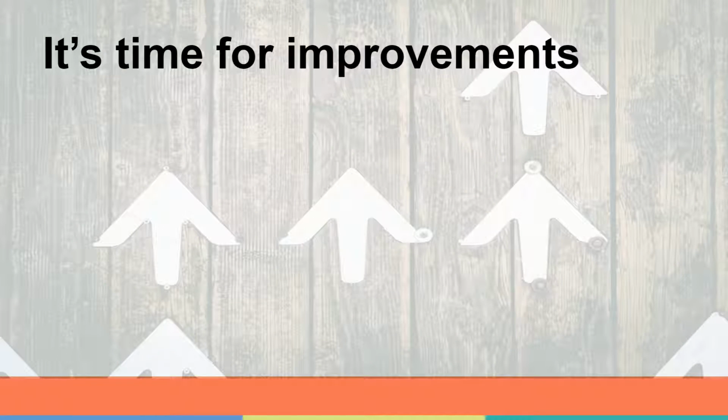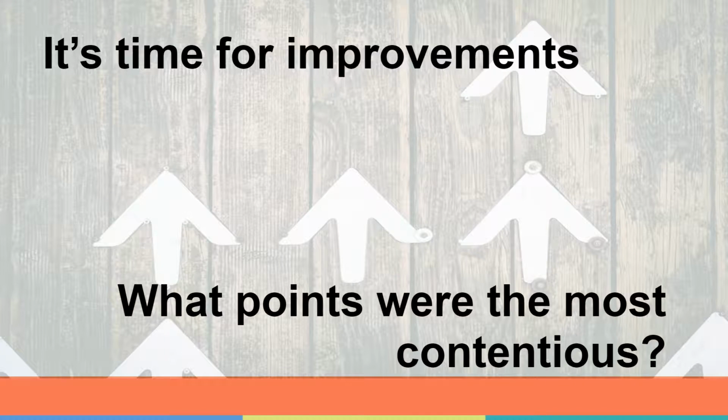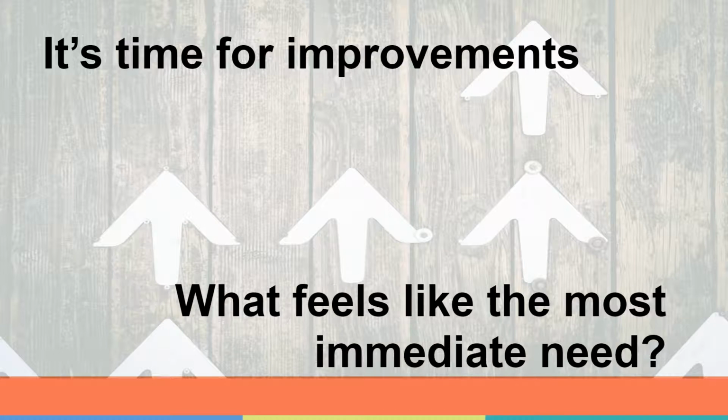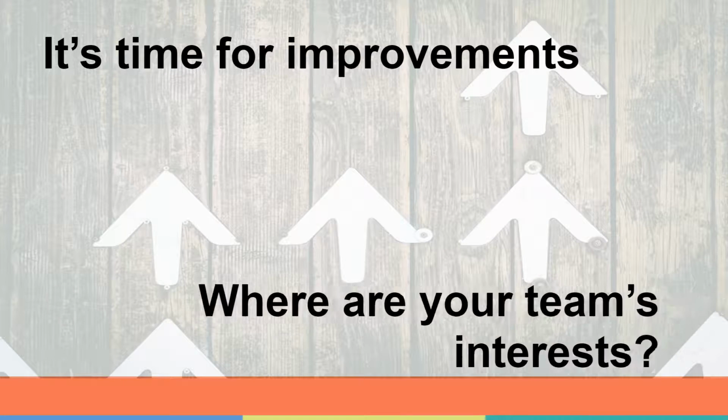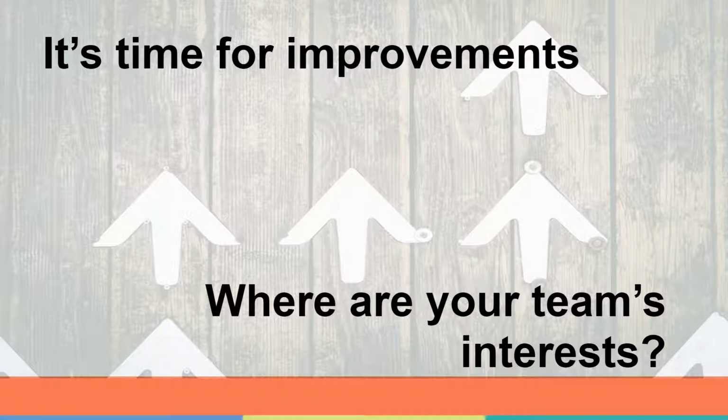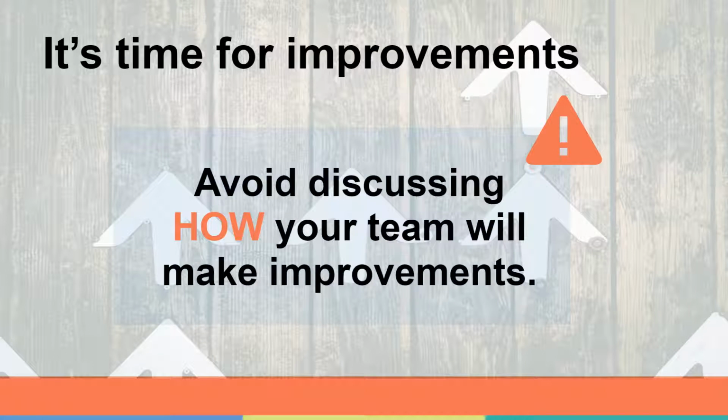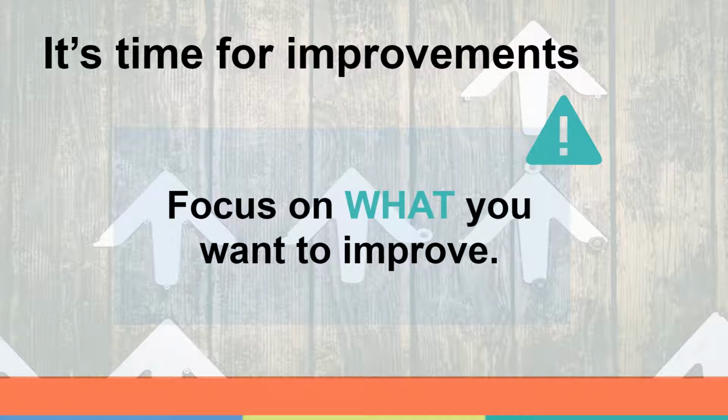Finally, we get to the last step in our process. It is now time to look back at your team's discussion and decide the improvements you'd like to make. It can be helpful to think about what points were the most contentious, what feels like the most immediate need, and where your team's interests are. At this stage, avoid discussing how your team will improve. Instead, keep the conversation focused on what you would like to improve.